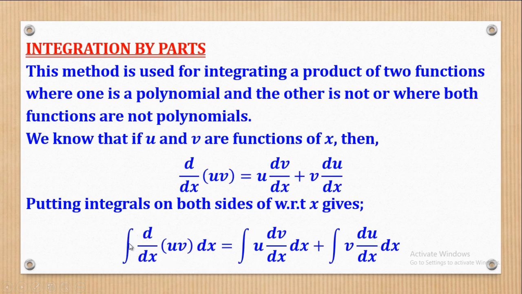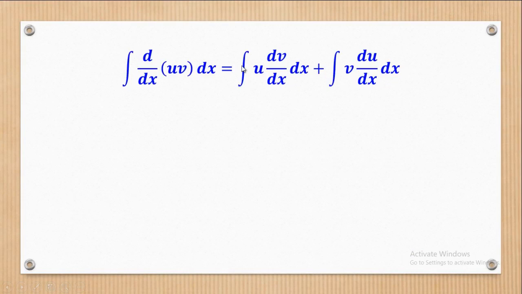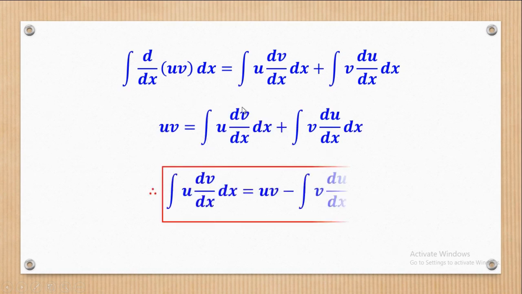And remember, integration is the reverse of differentiation. What does that mean? It means that this integral of this derivative can cancel out so that we remain with only uv. So this is the previous expression we got. And when you cancel this, you come up with uv being equal to this integral on the side.